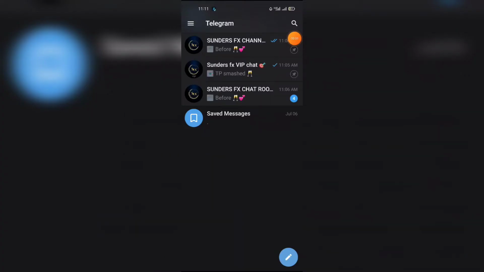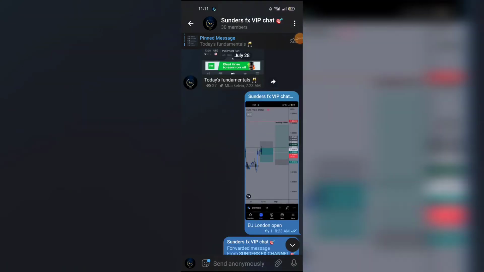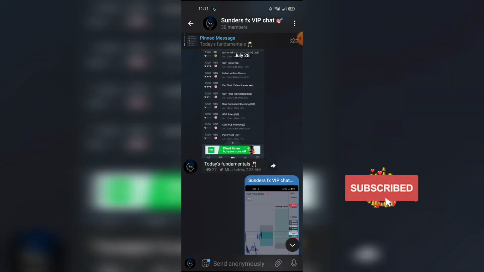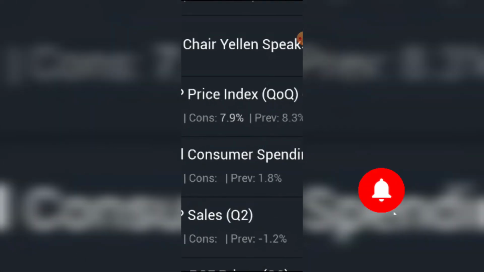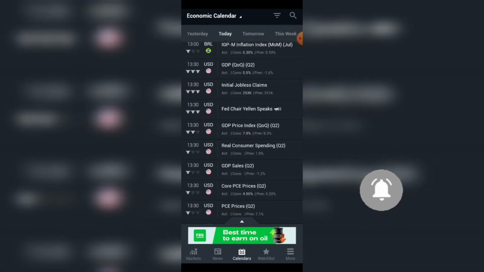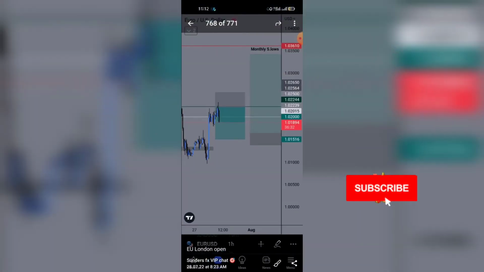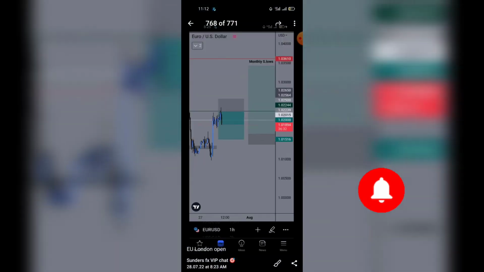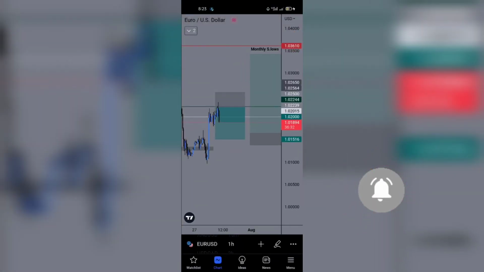Guys, this is my Telegram, right? So let me move over to this. As you can see, today I dropped today's fundamentals. Basically, when volatility will be coming into the market is the 1:30 New York session, that is New York open, right? So you can see over here, I dropped this analysis when it hadn't started yet. You can see what they said, it was actually true, and I took partial profits here, you understand.